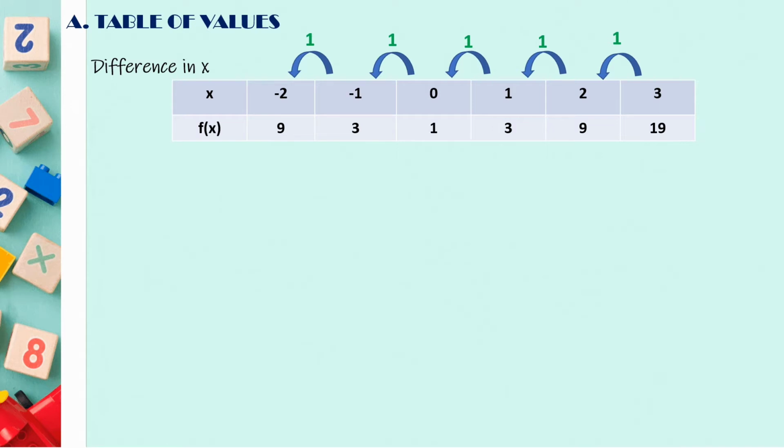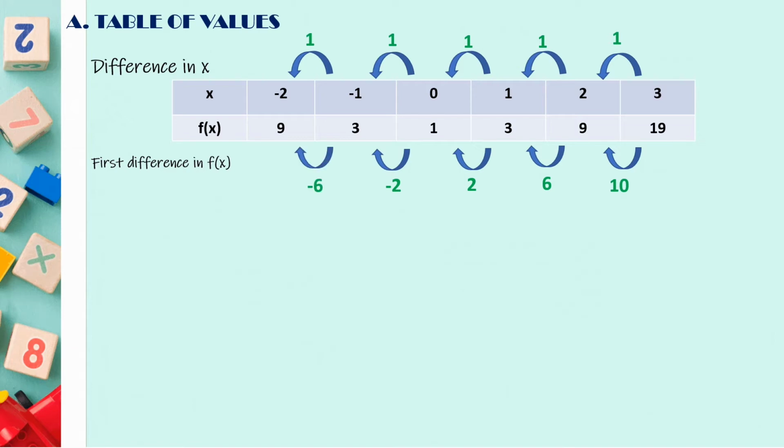Next is to get the first difference in f of x. Again, from right to left. 19 minus 9 is 10. 9 minus 3 is 6. 3 minus 1 is 2. 1 minus 3 is negative 2. And 3 minus 9 is negative 6. As you can see, the first difference in f of x are not equal.